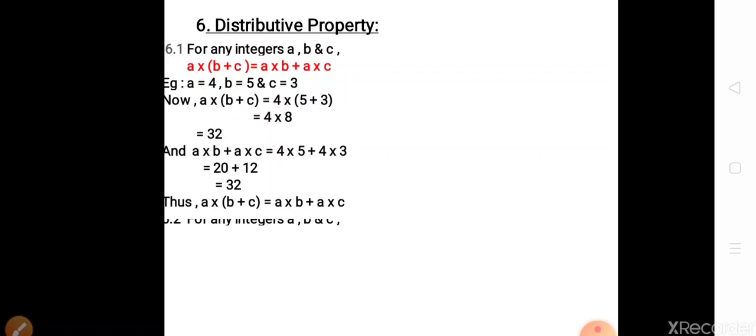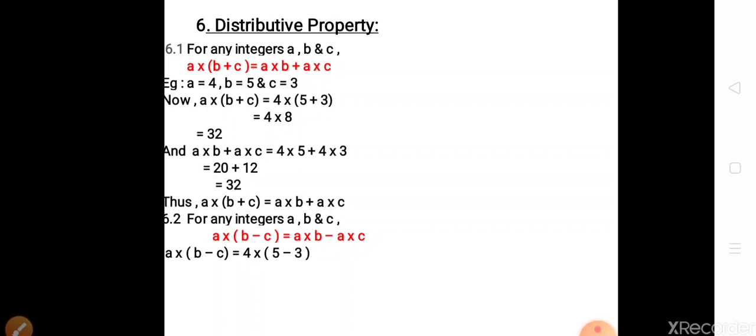So we can say that a into bracket b plus c is always equal to a into b plus a into c. Now the next part of this property: for any integers a, b and c, a into bracket b minus c will give you a into b minus a into c, or we can say a into (b minus c) equals a into b minus a into c.